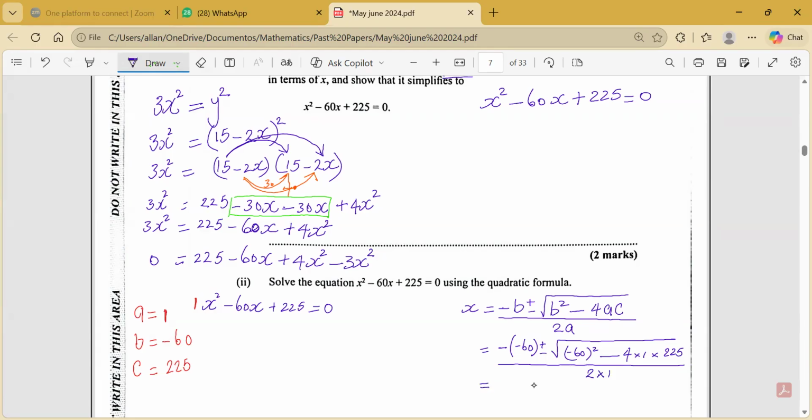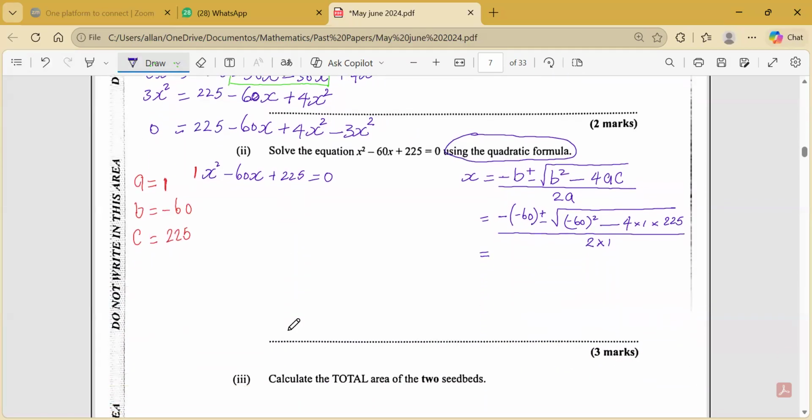Right, so this is the quadratic formula. They ask us to use the quadratic formula. Go ahead, everybody. You'll have to send your answers to me.